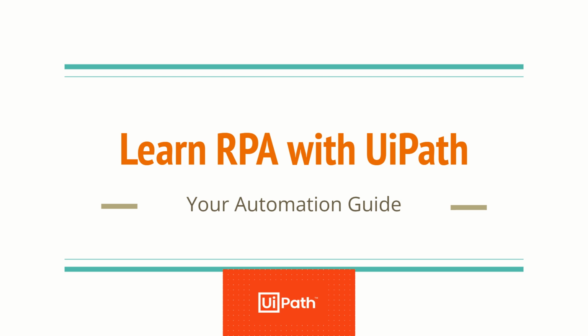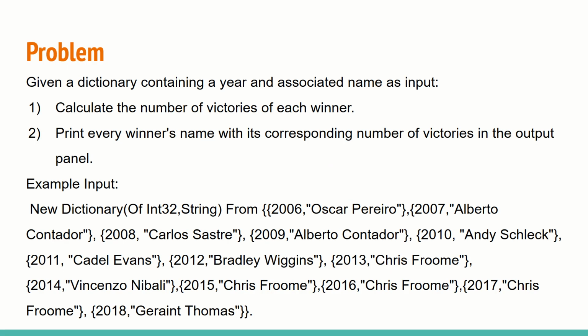So today we will solve an interesting problem using the concept of dictionary. There is a dictionary which contains year and an associated name as the input, and we should be able to calculate the number of victories of each winner, and finally we should print every winner's name along with the number of victories in the output panel.